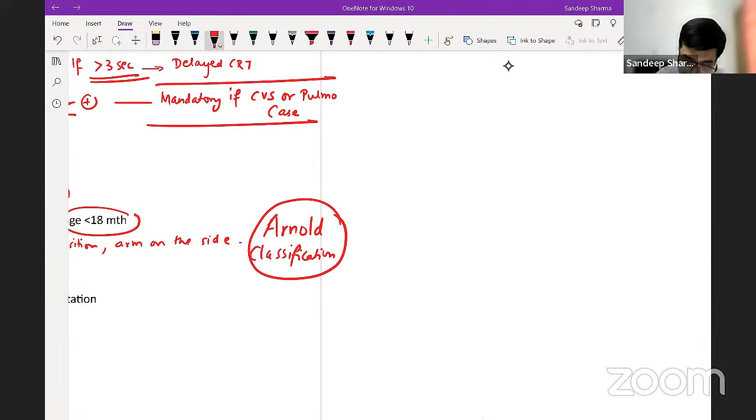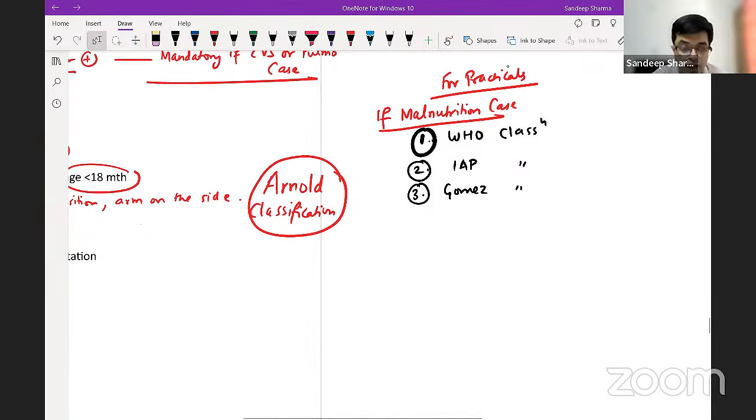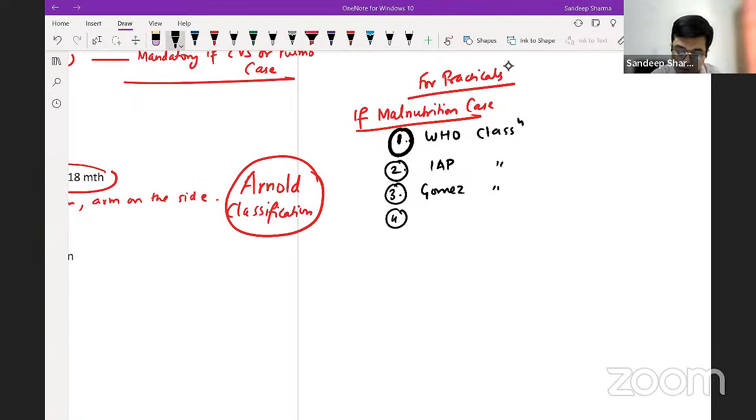Here I'm writing. For practicals, please note it down. If you get a malnutrition case, what are the classifications you are supposed to remember? The WHO classification is important. That will be asked in your exam. You will remember the IAP classification. You will remember the Gomez classification. They're not useful for theory, but in Viva, Grand Viva as well as table case Viva, you will be asked. Fourth, you need to know the Waterloo classification. Fifth, you need to know the Wellcome Trust classification.